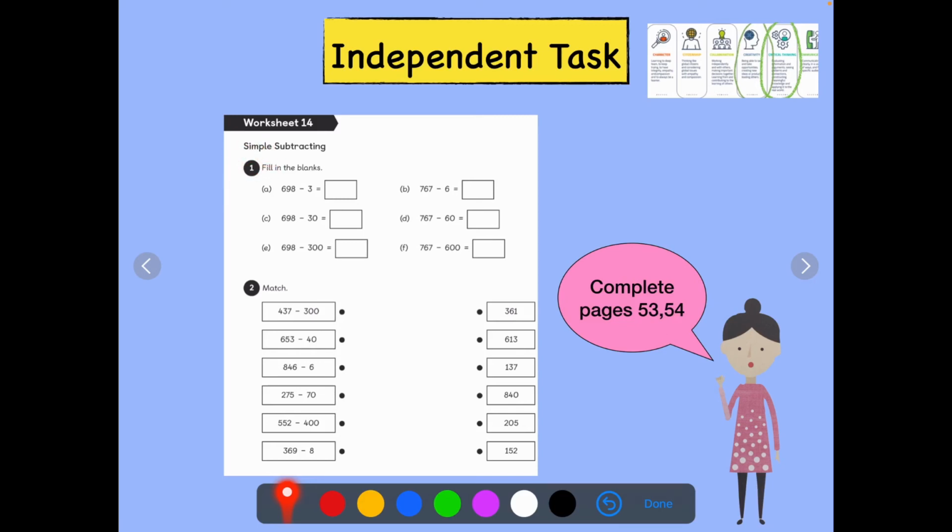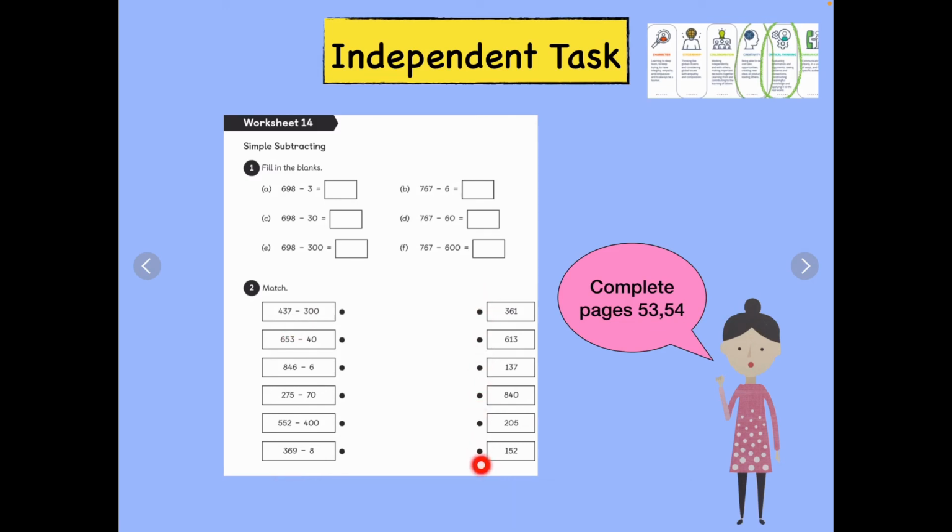Question 1. Use any of the methods learned to complete these subtraction sums. In question 2, you must complete the calculations on the left and match them to the correct answer on the right.